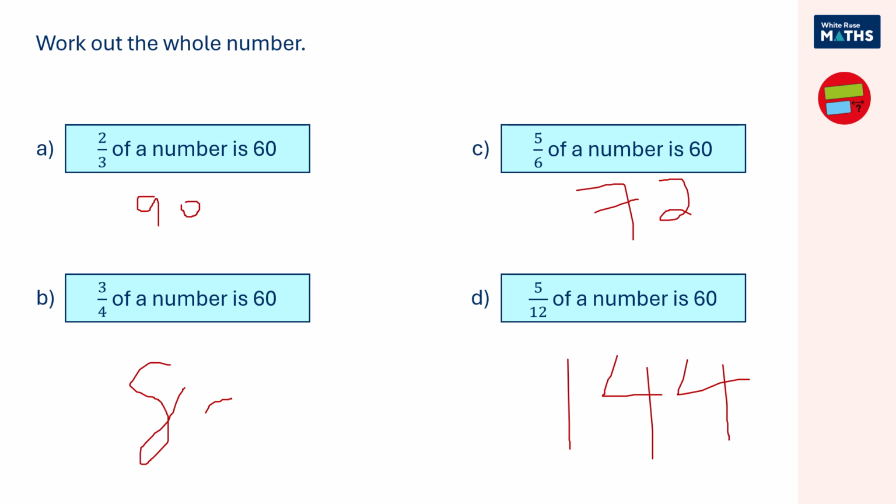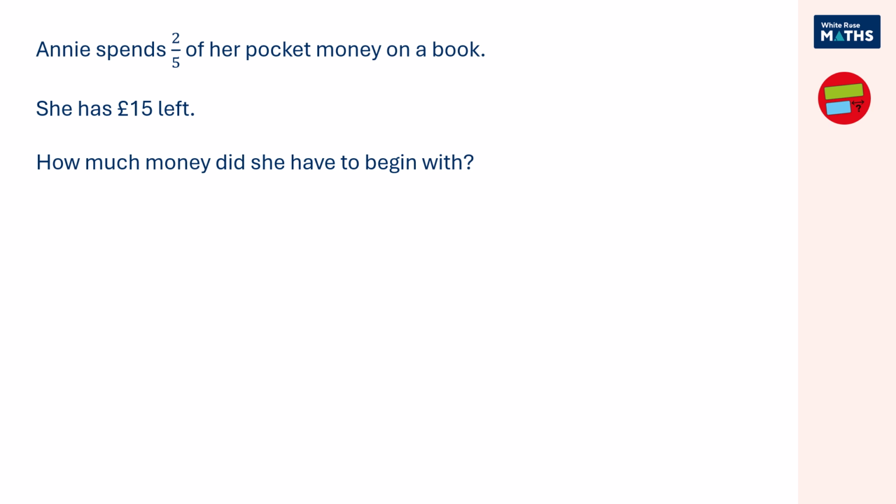So we're going a bit faster. But again, we divide by the numerator and then we multiply by the denominator. I hope that makes sense. So 90, 80, sorry about that, excuse me, 80, sorry about that. My funny keypad. 72 and 144. Okay, right, looking at some worded problems now.